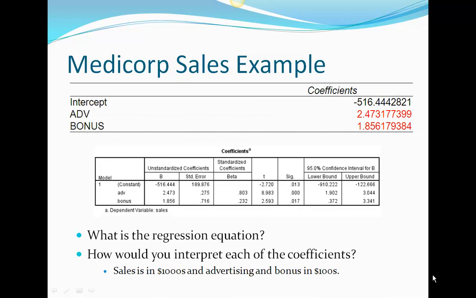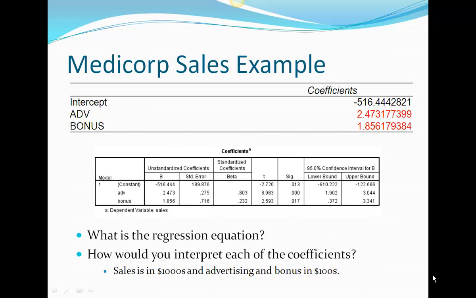So I follow the steps and run the regressions in Excel and SPSS, and I come up with my regression coefficients. Beta 0 is negative 516. Beta advertising is 2.73, and beta bonus is 1.856. And I see those both in both printouts.